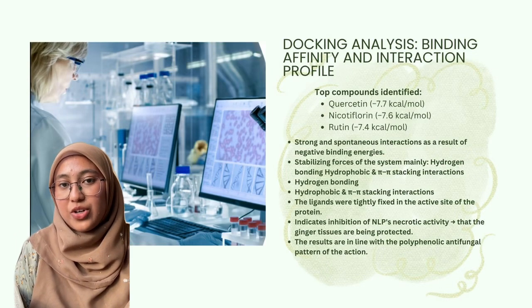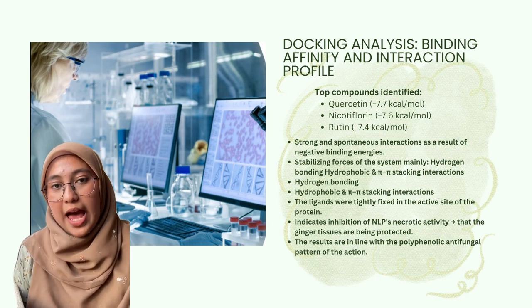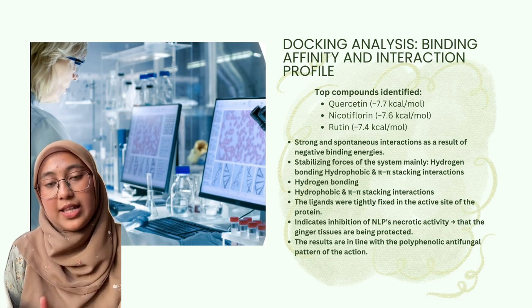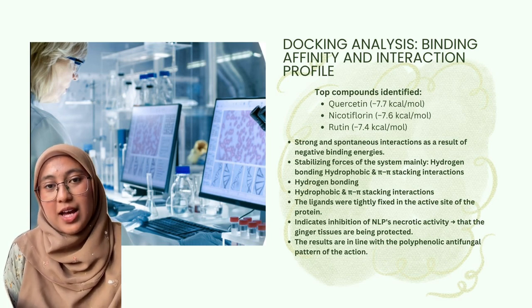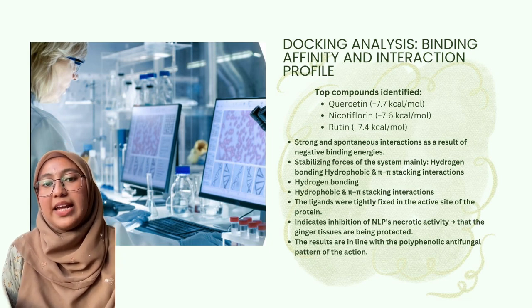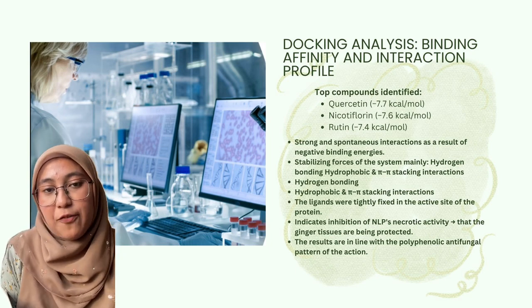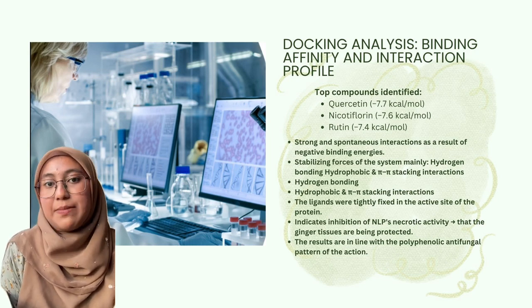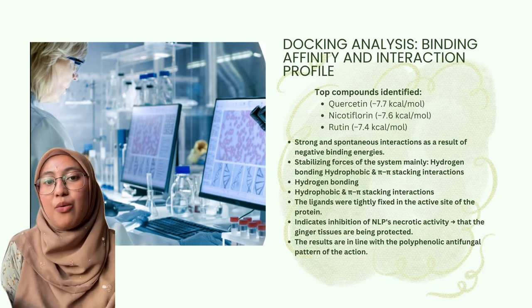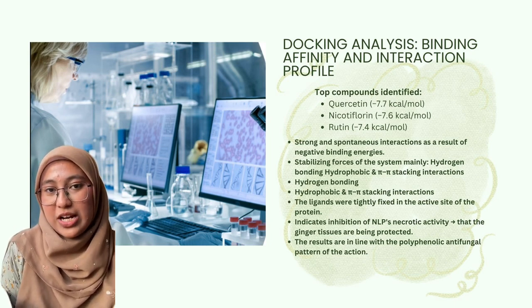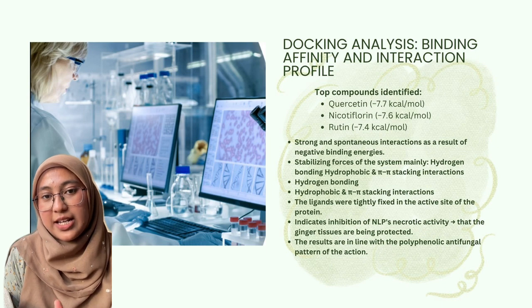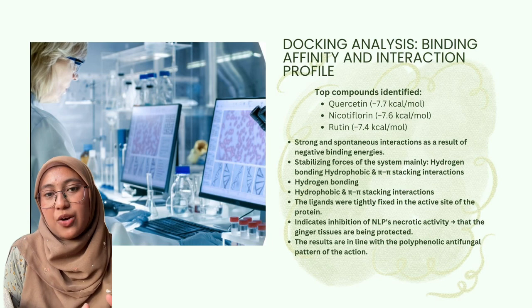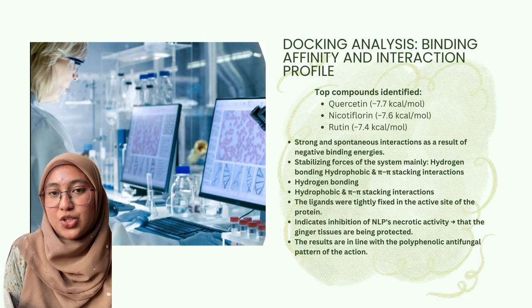Based on molecular docking results, 3 compounds were identified as the most promising inhibitors. First is quercetin, then nicotinamide, and rutin, with binding energies of -7.7, -7.6, and -7.4 kilocalories per mole respectively. Negative binding energy values indicate spontaneous and energetically favorable interaction between the compound and the NLP protein. The binding was mainly stabilized through hydrogen bonding along with hydrophobic and pi-pi stacking interactions. This combination anchors the ligand within the protein site, suggesting that these compounds can block the NLP necrotic activity and protect ginger tissue from fungal damage.